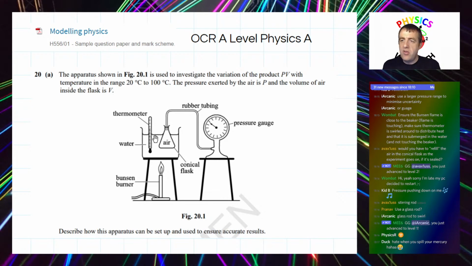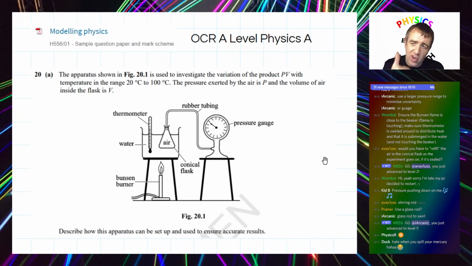So we don't want to move the Bunsen burner closer. We don't want to turn the Bunsen burner up. We don't want to heat up the water rapidly. We want to do it slowly, allowing as much time as possible for the air to reach the same temperature as the water. It won't reach the same temperature, but it will be closer to the same temperature if we heat it more slowly. And I think that is a really good answer.